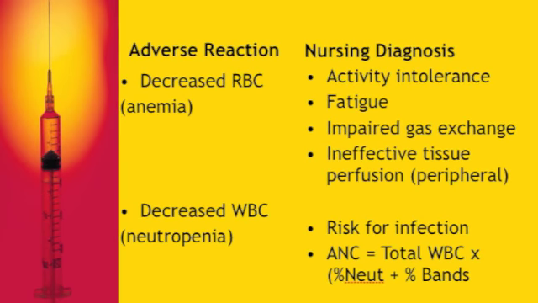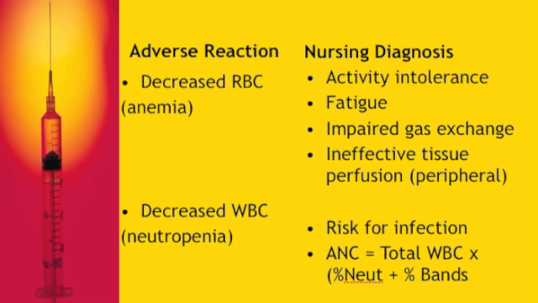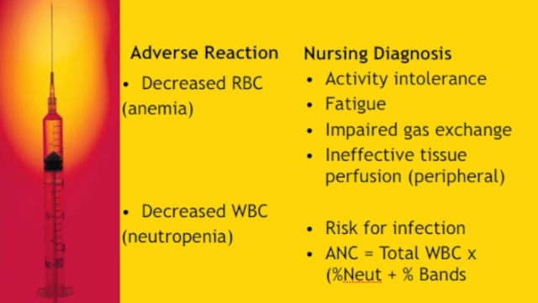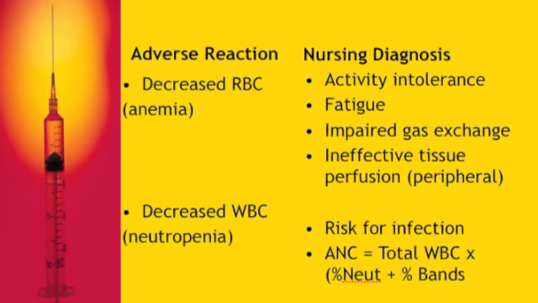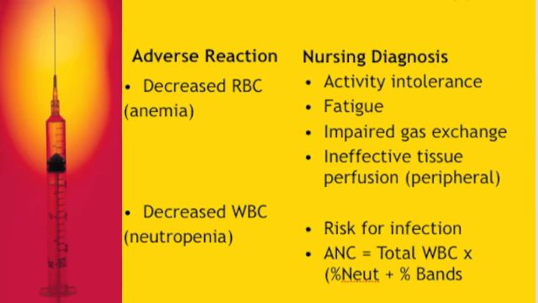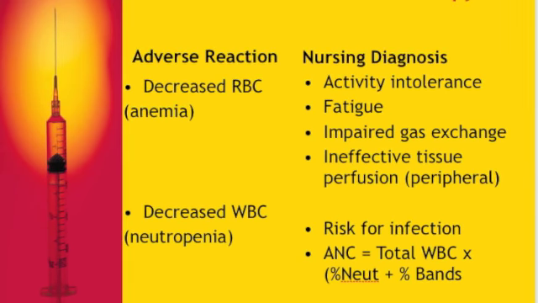Okay, so with the decrease in red blood cells, what we find is the patient is anemic. So the nursing diagnoses associated with that would be activity intolerance or fatigue, impaired gas exchange, and ineffective tissue perfusion. These would be related to the decrease in red blood cells. When they have neutropenia, then they're at risk for infection. Okay, and so we'll talk about the absolute neutrophil count in a future slide.